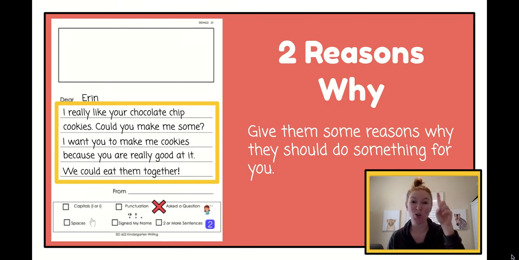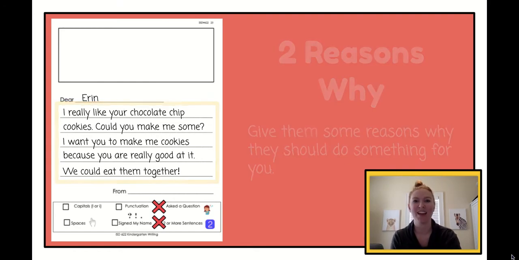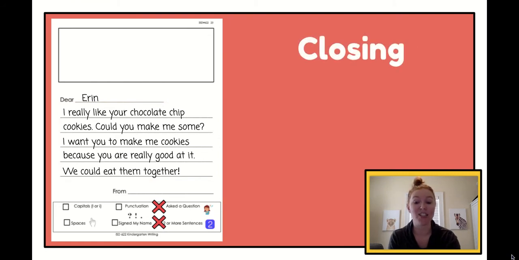So those are my 2 reasons, which is just like in our regular letter, we write 2 or more sentences. So I can check or cross off 2 or more sentences at the bottom of my letter. We're on the way to being finished. We're almost done here. Now, the next part is our closing. Our closing goes at the bottom of our letter.